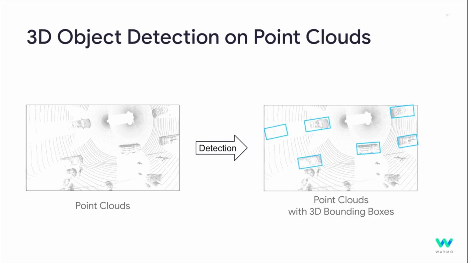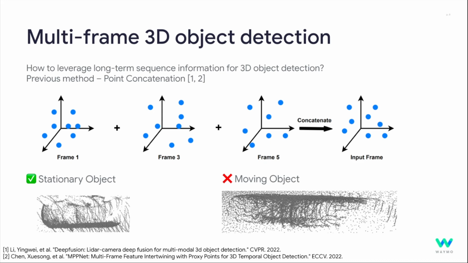In this work, we are focusing on 3D object detection on point clouds. Specifically, given point clouds captured by LiDAR, our goal is to detect 3D objects. To improve the detection accuracy, previous works have found that taking multiple LiDAR frames as input is very helpful. Point concatenation is a simple way to achieve this goal, which directly concatenates the multi-frame point clouds together into the target frame coordinates. This method is mainly effective for stationary objects, but is less effective for moving objects, as shown in the bottom figure.